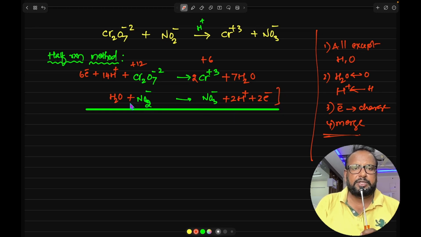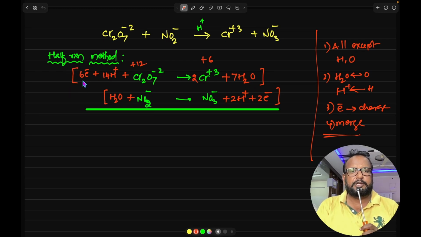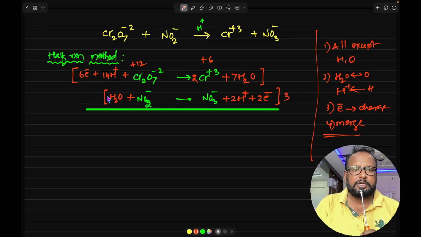Then we add both the reactions to get the final equation, where the number of electrons required must be equal to the number of electrons released. Therefore 6 electrons are required. That's why the oxidation reaction should take place 3 times. So I use this number to multiply every term in the oxidation half reaction. If there is a number, we multiply it by it. Then I'll cancel out these terms and write the final equation.